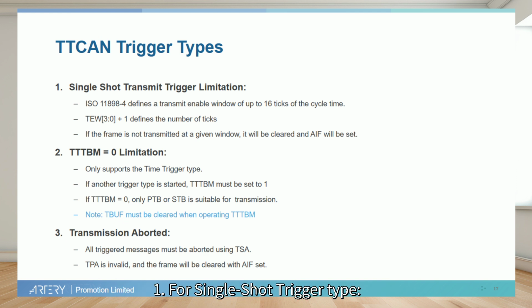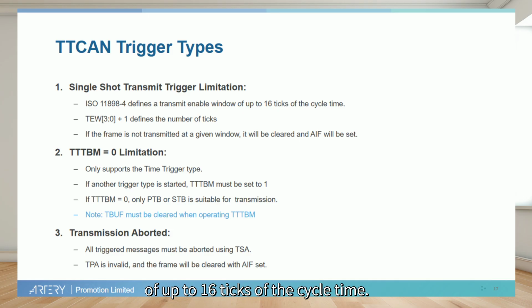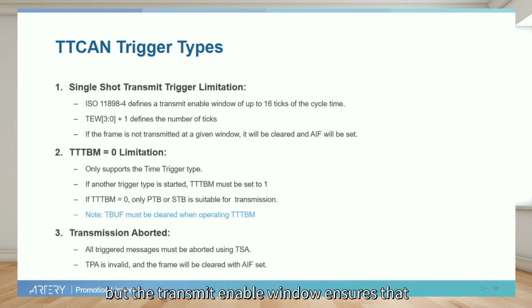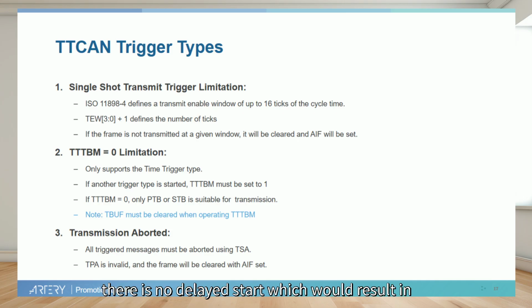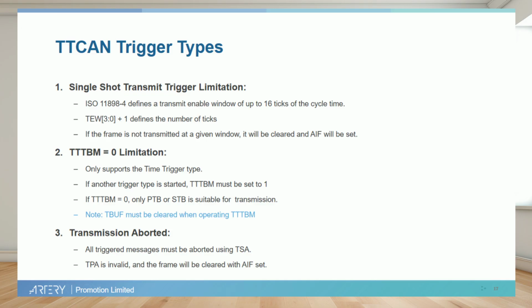First, for single-shot trigger type, the ISO 11898-4 defines a transmit enable window of up to 16 ticks of the cycle time. The register bit TEW+1 defines the number of ticks. A frame cannot be started if the bus is occupied by another frame. This should not happen in an exclusive time window, but the transmit enable window ensures that there is no delayed start, which would result in a violation of the next time window. If the transmit enable window closes and the frame could not be started, then it is aborted. As a result, the TBUF of the frame will be marked as empty and AIF will be set.